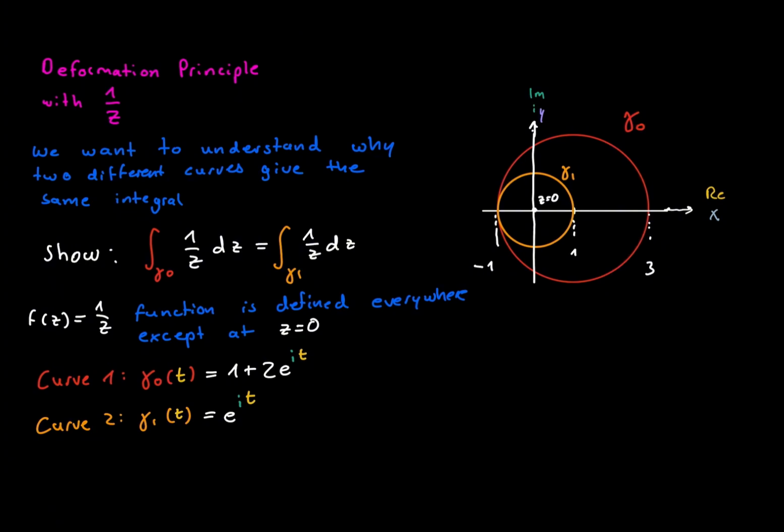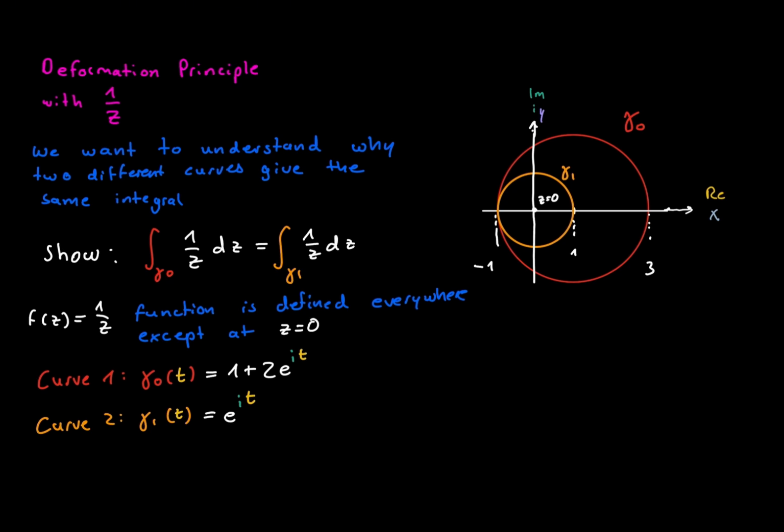Now we define two curves. The first curve is gamma 0 of t equals 1 plus 2 times e to the i t. This is a circle with center 1 and radius 2. The second curve is gamma 1 of t equals e to the i t. This is the unit circle centered at 0. Both curves go around the singularity at 0.